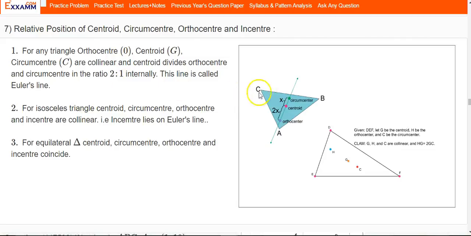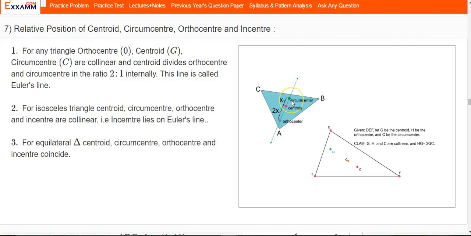We know that for any triangle, centroid, orthocenter and circumcenter are collinear, and centroid divides the line joining orthocenter and circumcenter in the ratio 2:1. That is, centroid is nearer to circumcenter and farther from orthocenter.